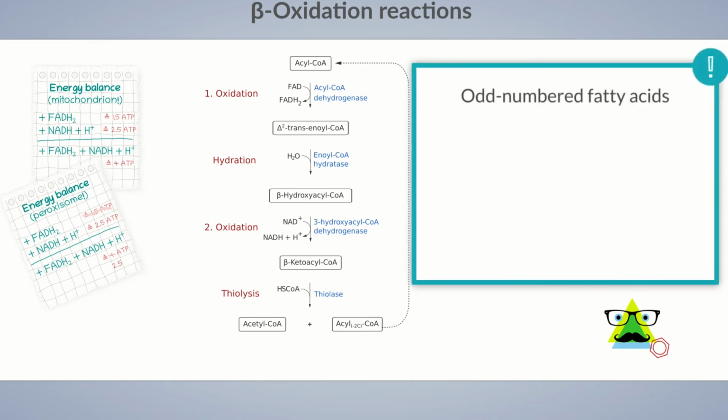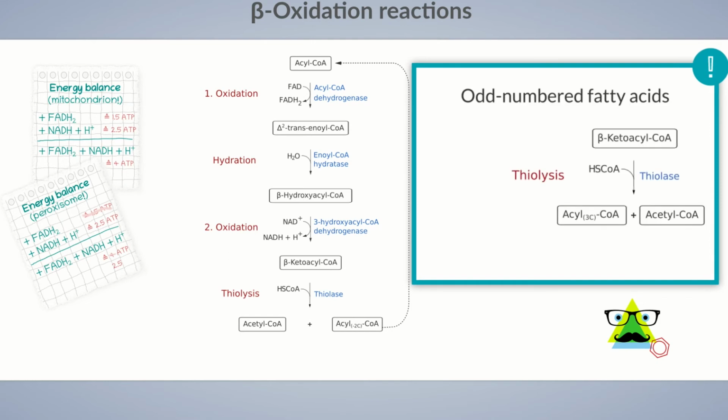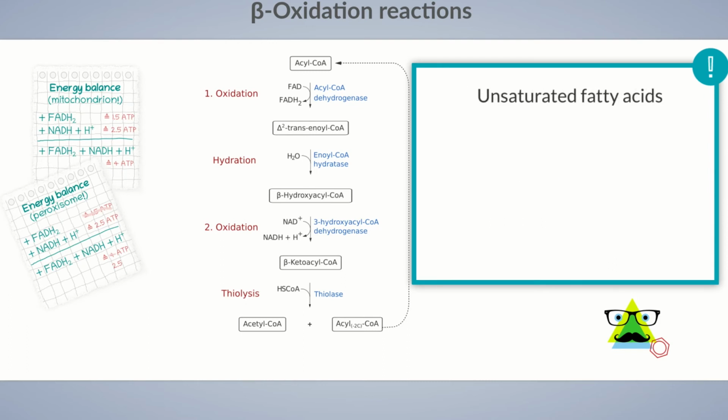For fatty acids with an odd number of carbon atoms, the final cleavage step results in a remaining C3 unit termed propionyl-CoA. This is then converted into succinyl-CoA, an intermediate in the citric acid cycle, where it can be further metabolized. For unsaturated fatty acids, the difficulty isn't the general presence of double bonds, but rather that they're usually in cis configuration. Let's go back and refresh our memory.